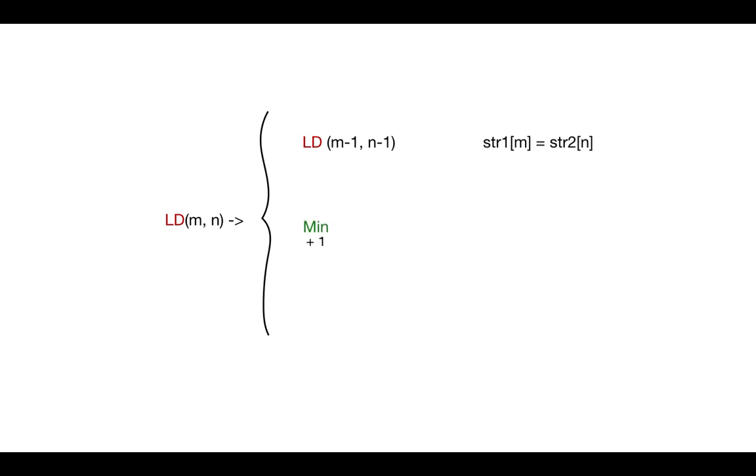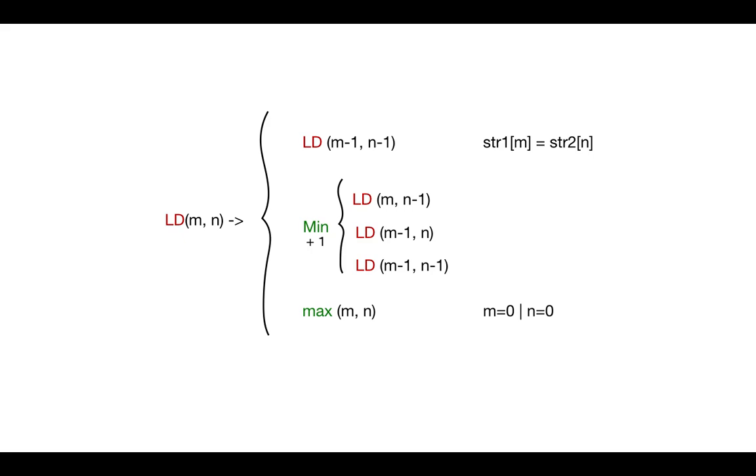Let's see the recurrence relation. Levenshtein distance for strings having lengths m and n will either be the distance for lengths m-1 and n-1, that is the case when the last characters are equal, or 1 plus the minimum among the distances that we calculate for all the possible choices, that are when we insert the character, when we delete the character, or when we replace the character. Or it would be the max of m and n, that is the base case, where one of the strings is of length 0.